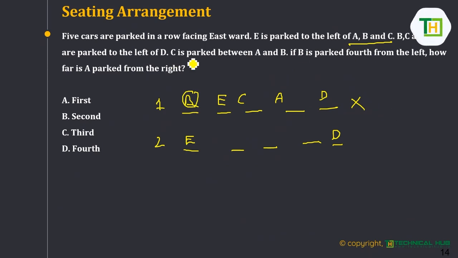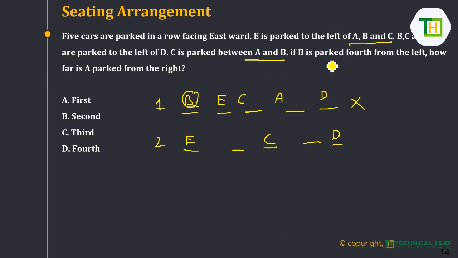Next one. C is parked between A and B. So the remaining 3 positions are here. C is parked between A and B, which means C is in the middle of these positions. So among the remaining 3 positions, the middle position is here, and C occupies this place. Next one.